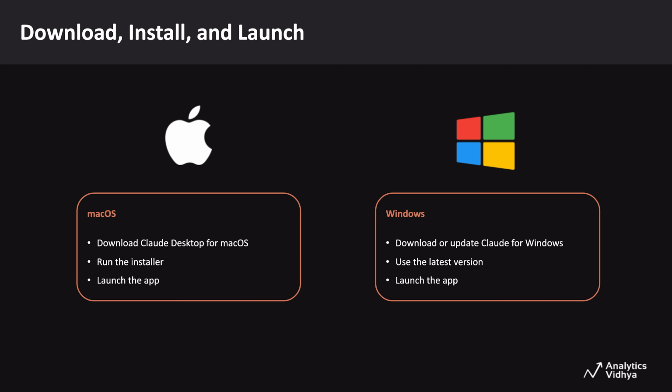The installation flow itself is straightforward. On Mac OS, download Claude Desktop, run the installer, and launch the app. On Windows, download or update Claude for Windows. Make sure you are on the latest version and then launch it. The key point here is simple. Always use the latest desktop version for the smoothest Co-work experience. So let's get into it.